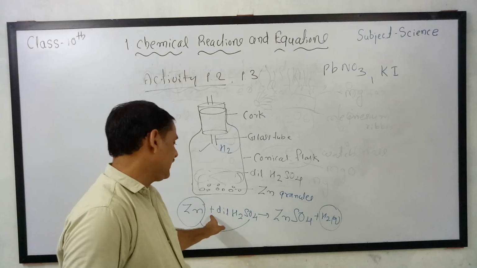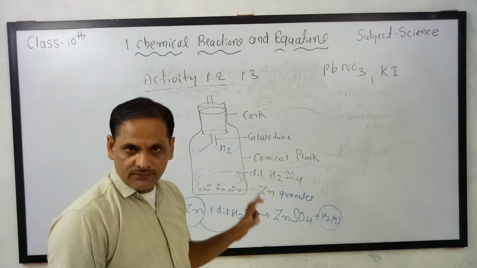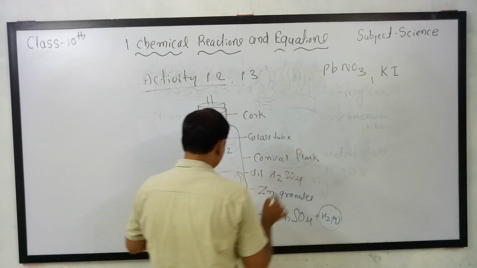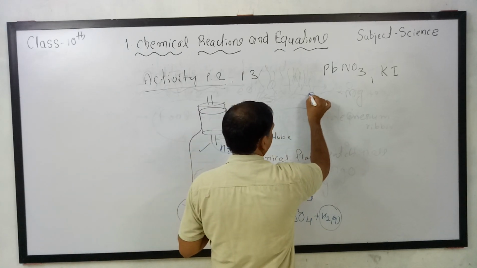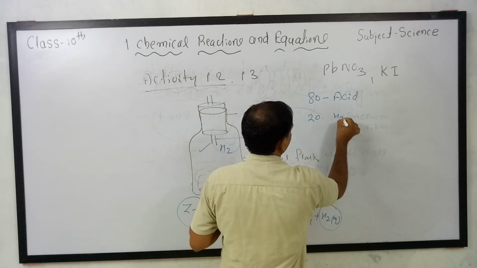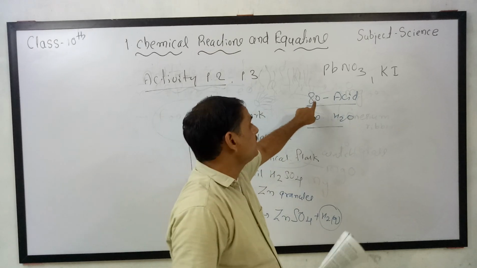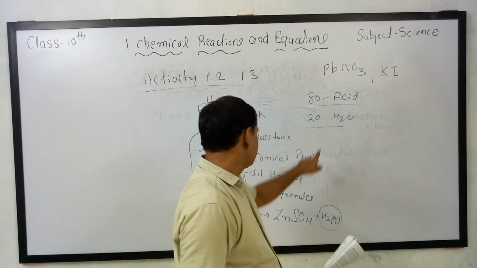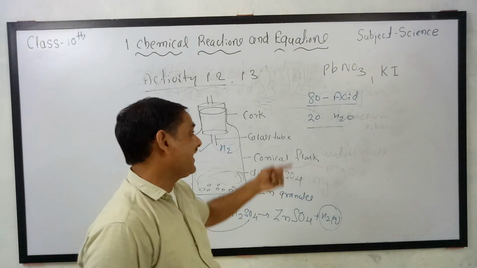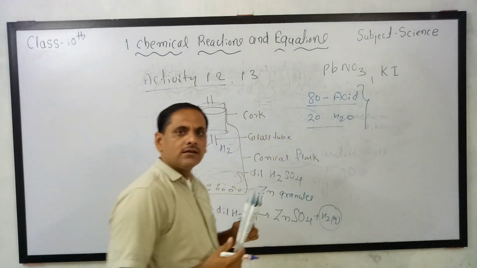Means when a metal reacts with an acid, here dilute acid, dilute or concentrate, both are different. Dilute means what? Suppose here we take 80% acid and 20% water. In a simple example, when the acid ratio is more compared to water, this is called concentrated, right? Dilute means the heat is present in a very small amount here, clear?